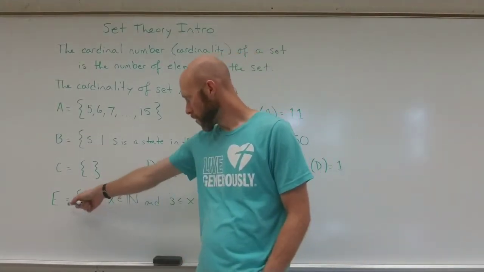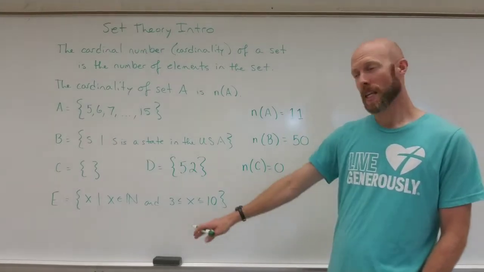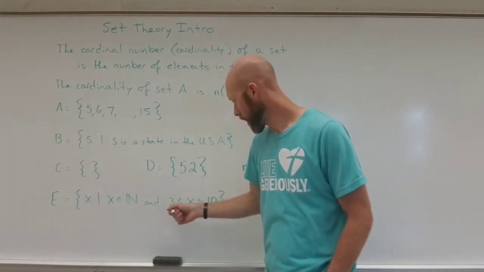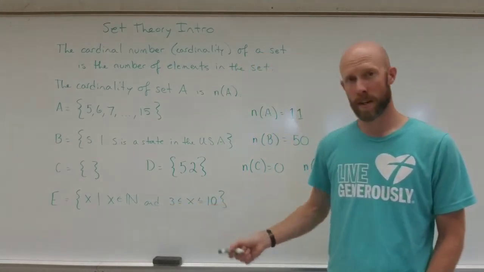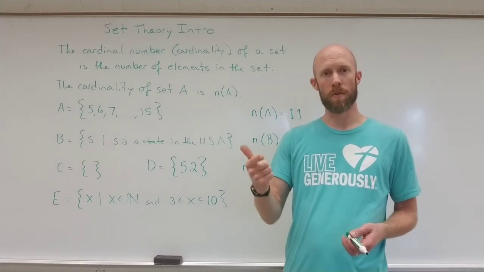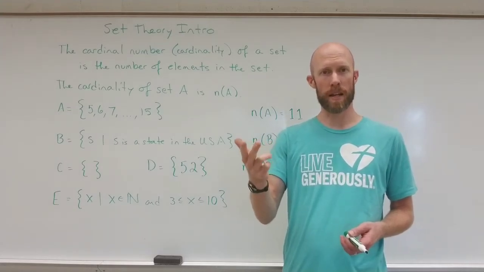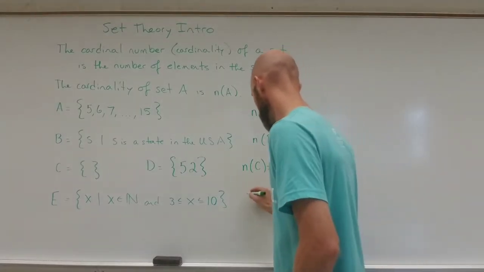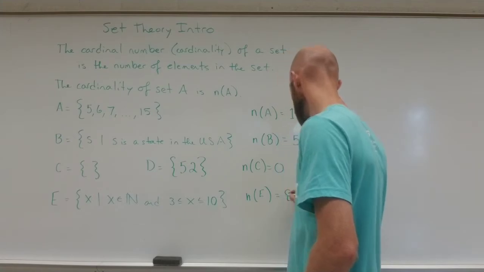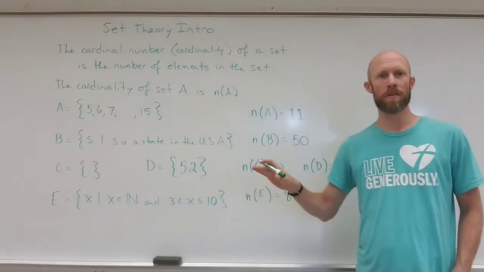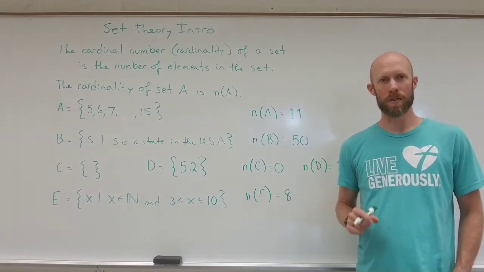Okay. And also, the cardinality of the set E down here, this is all x's that are in the natural numbers and between 3 and 10 inclusive. And so again, you could just count those out. 3, 4, 5, 6, 7, 8, 9, 10. What's that? 8 numbers. And so the cardinality of E is equal to 8. So again, the cardinality is simply the number of elements in each of those sets.